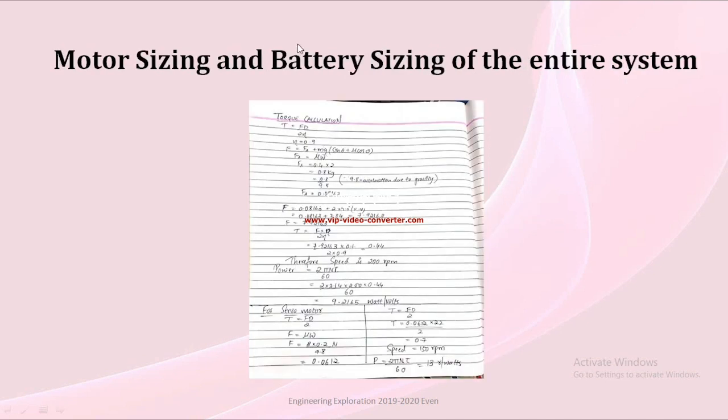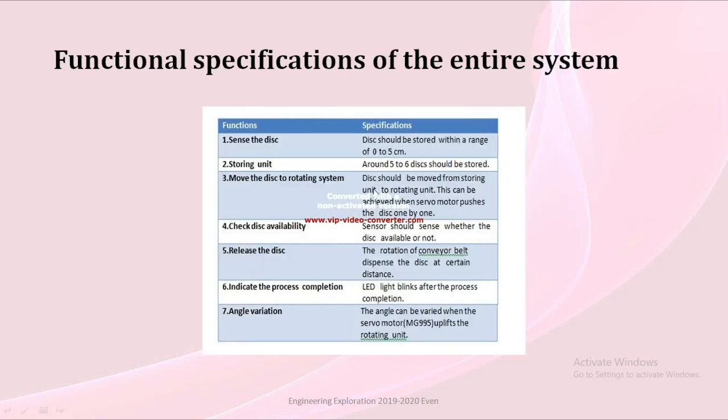This is the motor sizing and battery sizing of the entire system. To find out the RPM of both the DC motor and the servo motor, it is foremost important to find out the torque of both. The torque formula is F into T divided by 2 into eta. By substituting those values, we find the value of the torque. And by using this torque value, it is also possible to find out the power of both the DC motor and the servo motor.